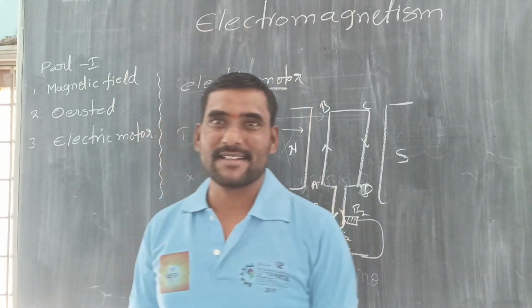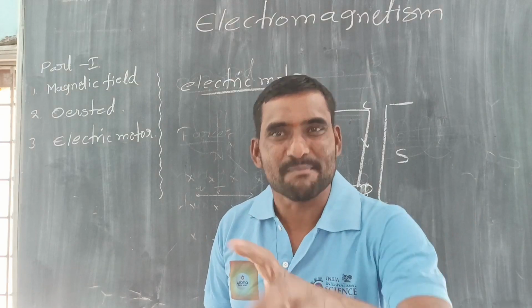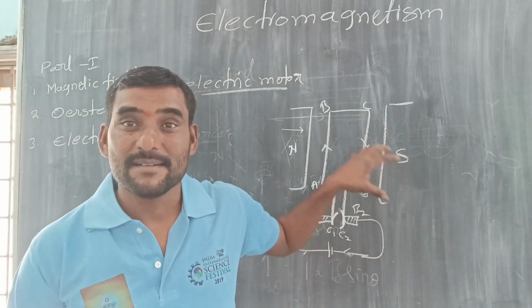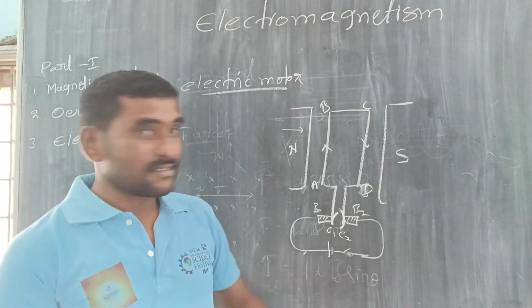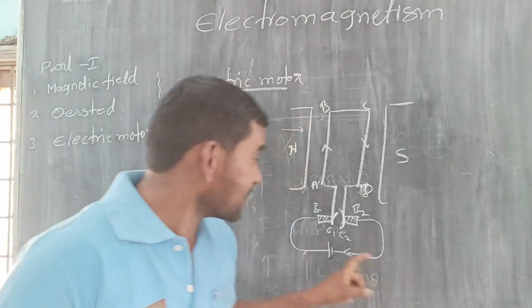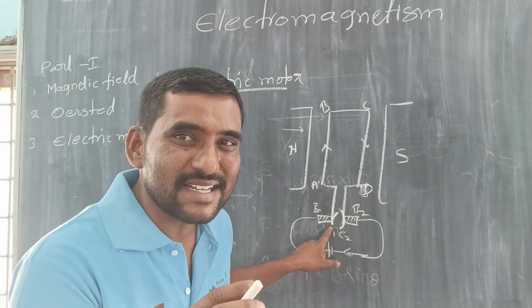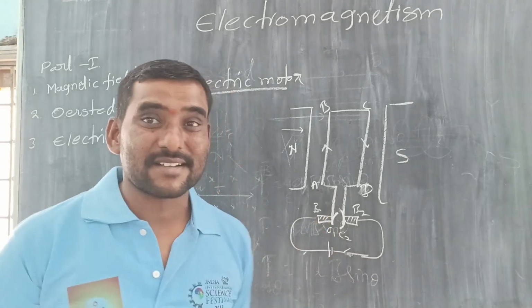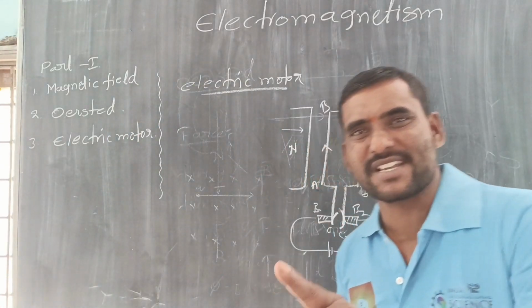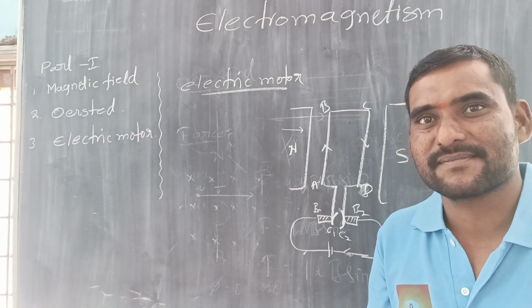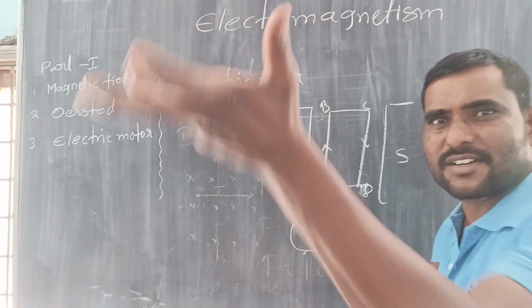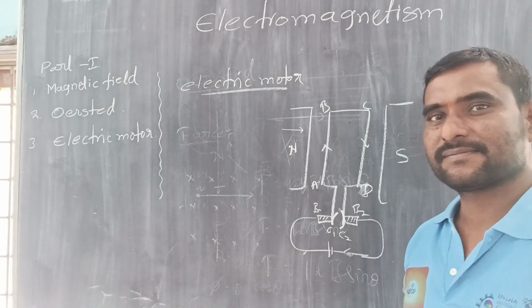So many applications are there: fan, cooler, mixie, everything rotates because of this magnet and current coil. So this is the first part. In that they are asking why you use those half rings, commutators. The use of commutators is that they can change the current direction. If there is no change in current direction, the coil will not rotate continuously.